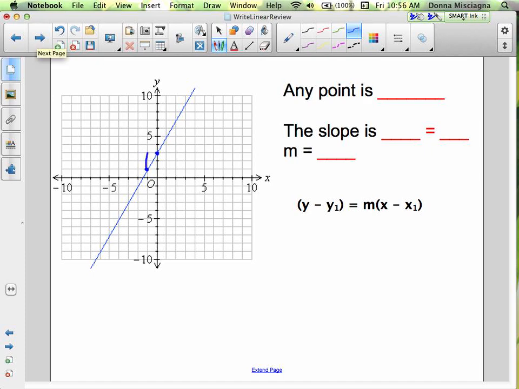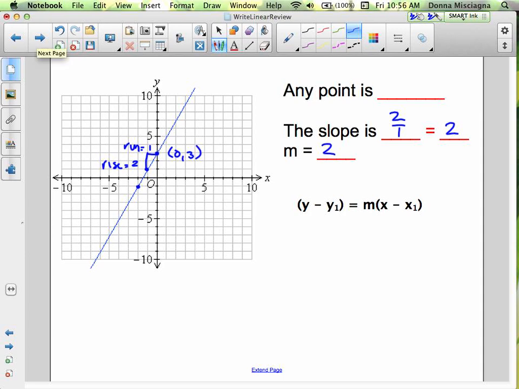We have a rise there of 2 and a run of 1. So this is our rise. This is our run. So this would be 2 over 1, or just 2. And now we can use any point at all. I could use that y-intercept. Right? So that y-intercept is 0, 3. I could use some other point.